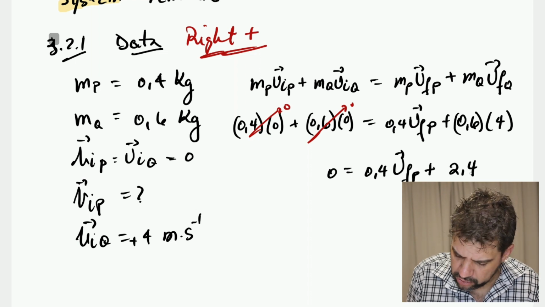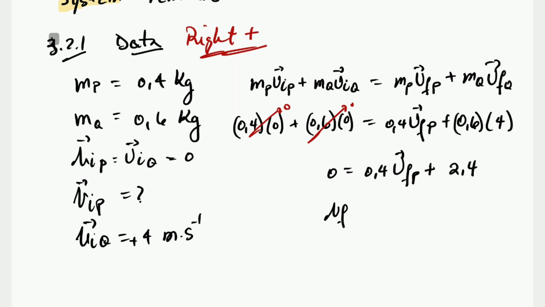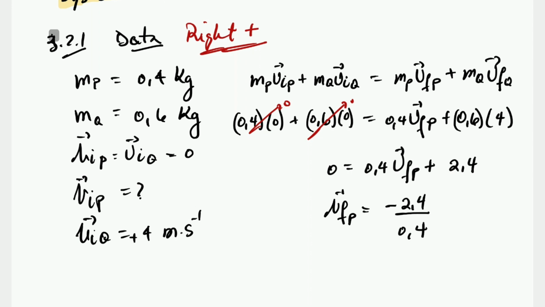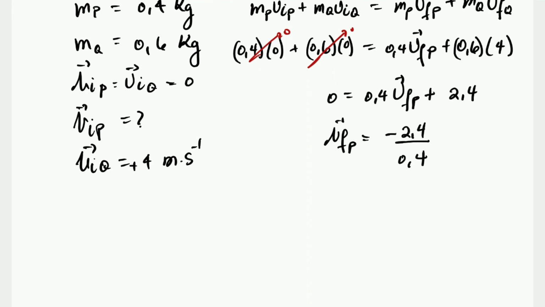So now the final velocity p is equal to negative 2.4 divided by 0.4. Step by step, in case somebody has a problem there. So now, when you divide by 0.4, you get 6. So the final velocity p is equal to negative 6 meters per second.